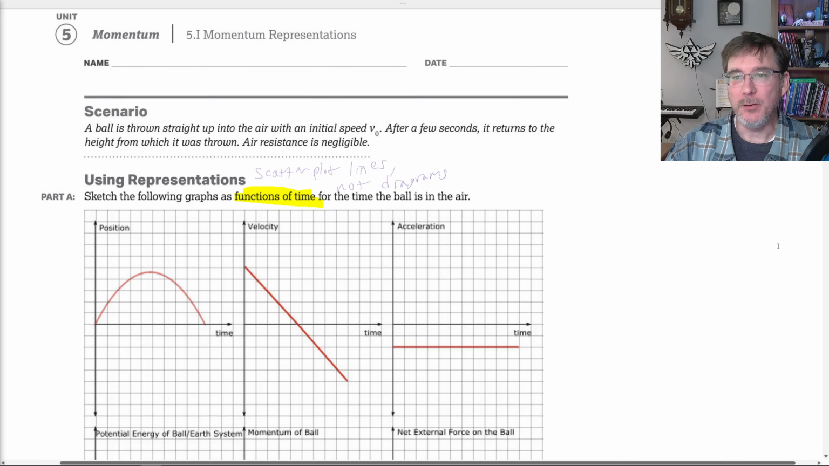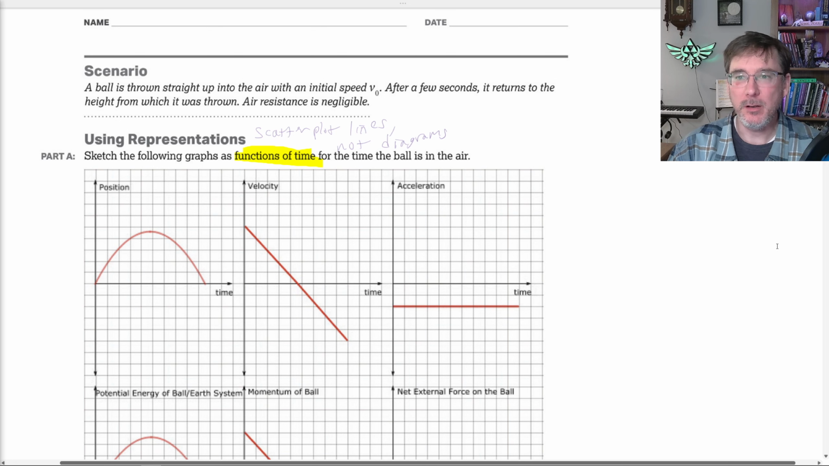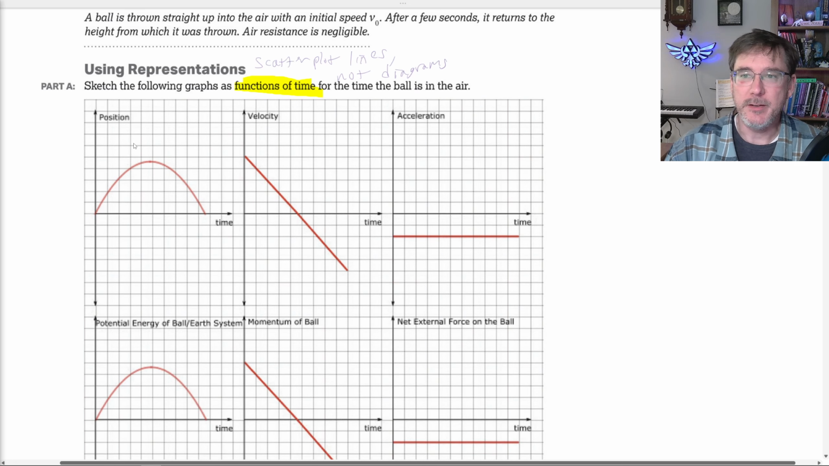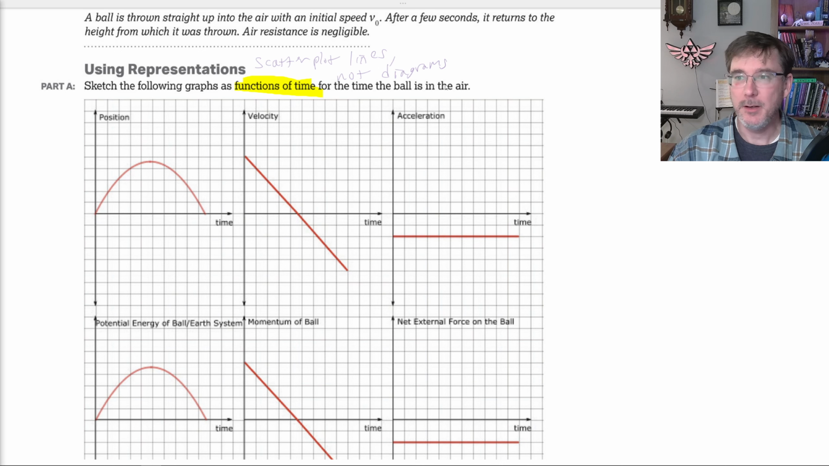So we start with a scenario in which a ball is thrown up into the air with an initial speed of v naught. And then, after a few seconds, it returns to the height from which it was thrown. Air resistance is negligible. We're just going to ignore it. So it says to, in part A, sketch the following graphs as a function of time for the time the ball is in the air.